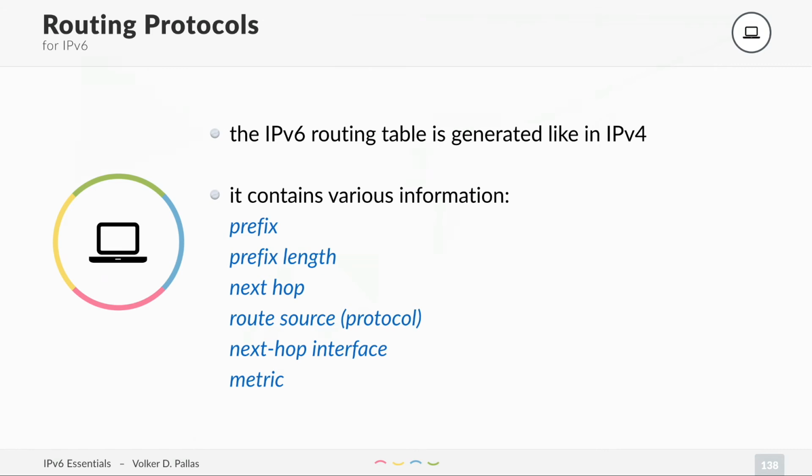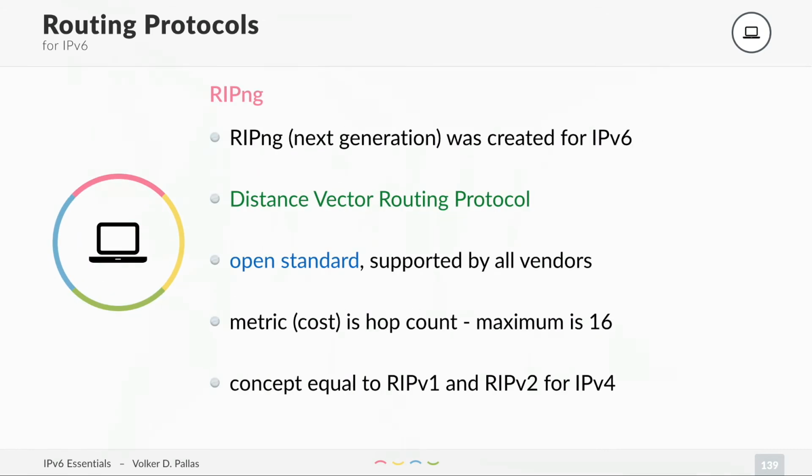Let's start with the easiest protocol first, RIPng. RIP is Routing Information Protocol and NG is next generation. This was created for IPv6. It is a distance vector routing protocol. It is really slow in convergence and it's not a good thing, but still RIP is an open standard and is supported by all vendors. It uses a metric which is called cost, and this is the hop count. The maximum can be 16. The concept is equal to the RIP version 1 concept and the RIP version 2 concept for IPv4. There is not much difference.